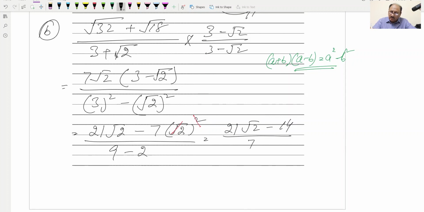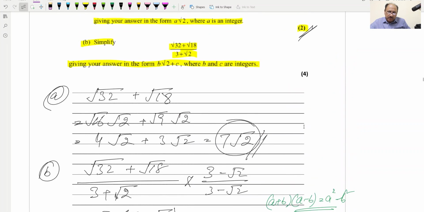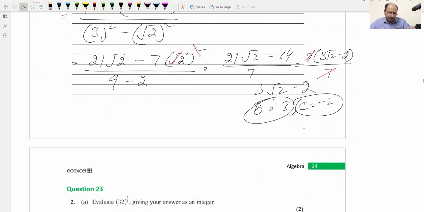Now we can take common 7 from the numerator, so it will be 3 under root 2 minus 2 over 7, and we can cancel this 7 with this 7, and we will get the answer as 3 under root 2 minus 2, where b value is equal to 3 and c value is equal to minus 2. These are the values which are required. Hopefully you understood this. This is done.